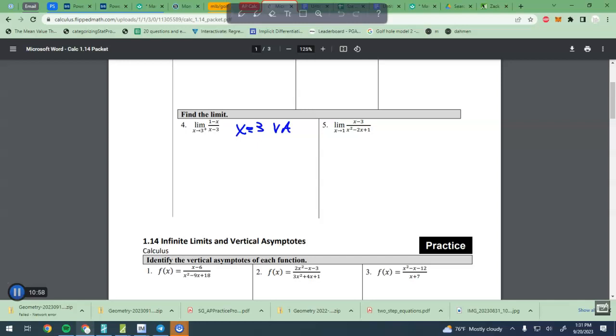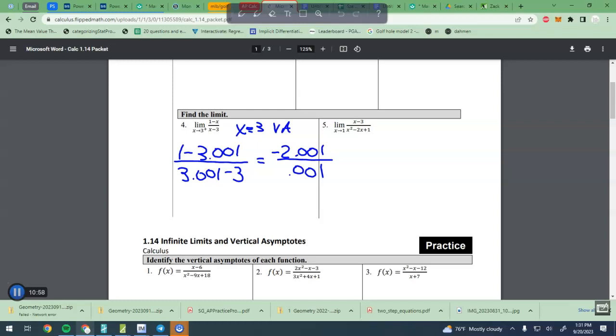Okay, so this is saying plug in a number very close to 3, but from the positive side, so just a little bit bigger than 3. So you get 1 minus, let's say, 3.001 over 3.001 minus 3. So that is negative 2.001 over 0.001. But that's not my answer, it's just an example that I can use to get to the answer.